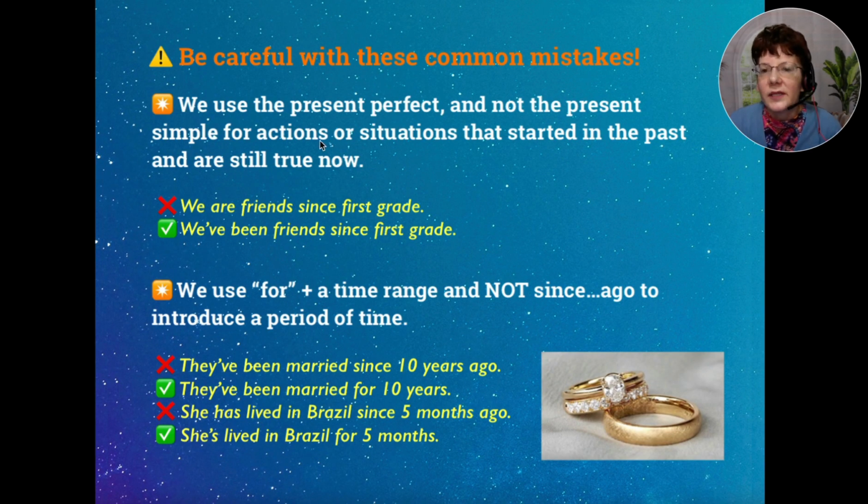Okay, now we must be careful with these common mistakes. We use the present perfect and not the present simple for actions or situations that started in the past and are still true now. So when we look at these, we are friends since first grade. And then this one, we've been friends since first grade. So this one doesn't sound right.